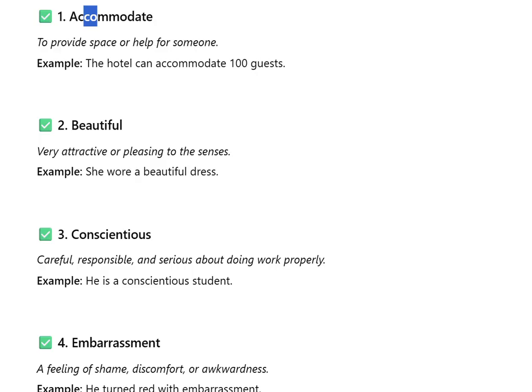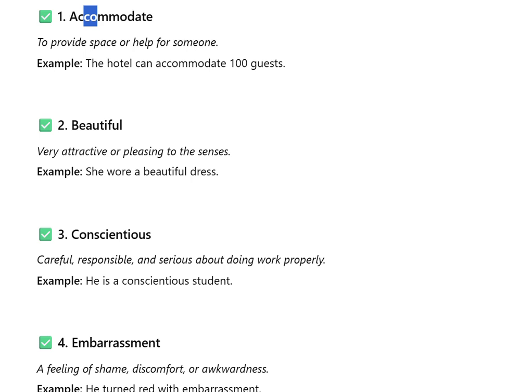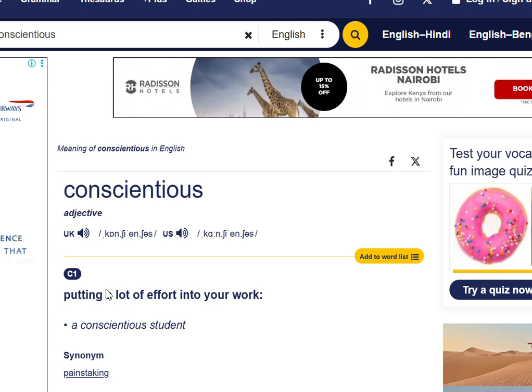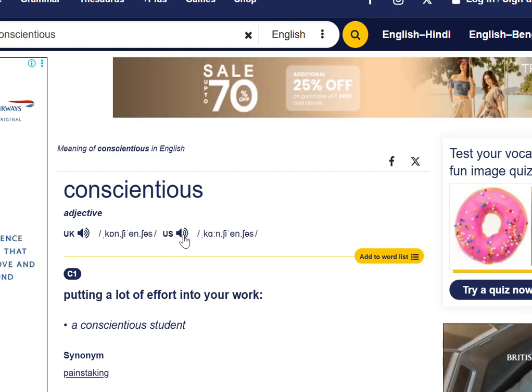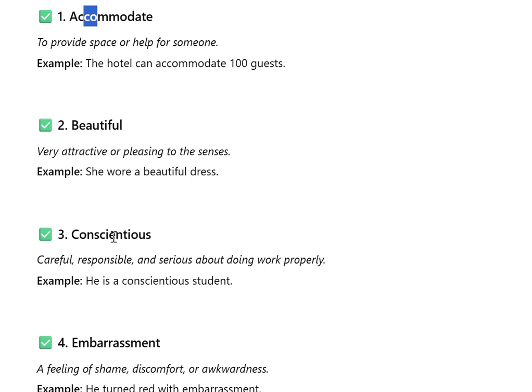Conscientious. Isn't it a little bit hard? Yes, of course. Even most native speakers have trouble using this word. Conscientious. The stress is on en, like this one. You say conscientious. Please repeat after me to practice pronunciation.